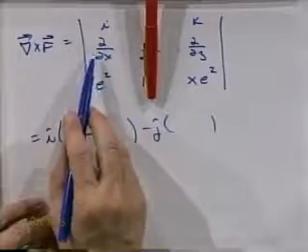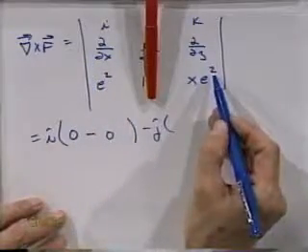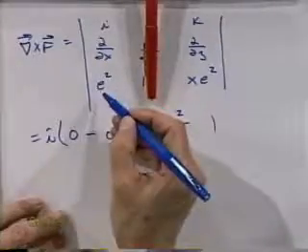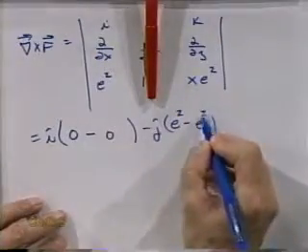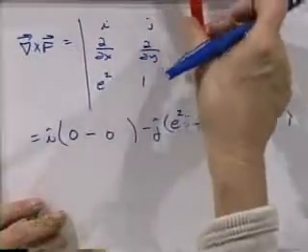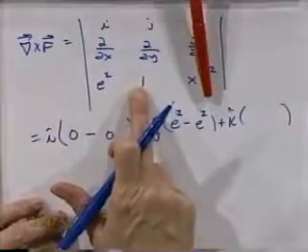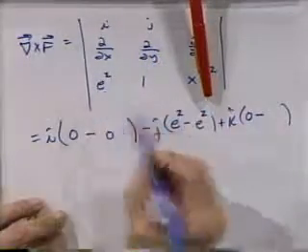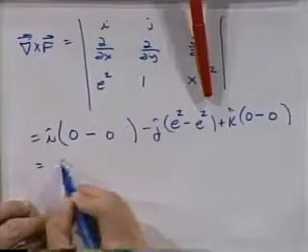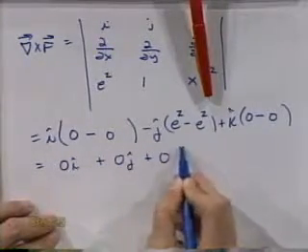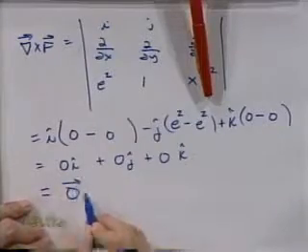What's the partial with respect to x of x e to the z? e to the z. Minus the partial with respect to z of e to the z, which is e to the z. Plus k times, eliminate the row and column that k is in: partial with respect to x of 1 is 0, minus partial with respect to y of e to the z is 0. So I have 0i plus 0j plus 0k, which equals the 0 vector.